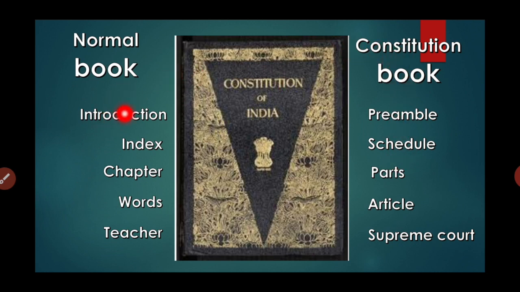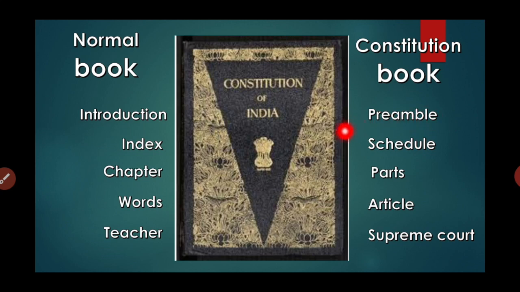In a normal book you will find an introduction, index, and chapters. In chapters you will find words, and to help you with a normal book there are teachers. The teacher's job is to help you understand what is actually written in the book. In similar fashion, in the Constitution book there is a preamble, which is equivalent to an introduction. The role of an introduction is to introduce a book. The preamble in the same way introduces the book to you.